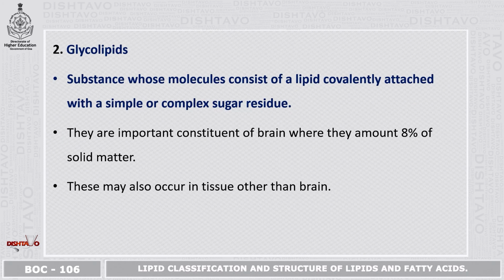Coming to the second one, we have the glycolipids. So, the substance whose molecules consist of lipid covalently attached with the simple or the compound sugar residues. So, they are important constituents of brain where their amount is 8% of the solid matter, and other than the brain, they could be present in other tissues as well.